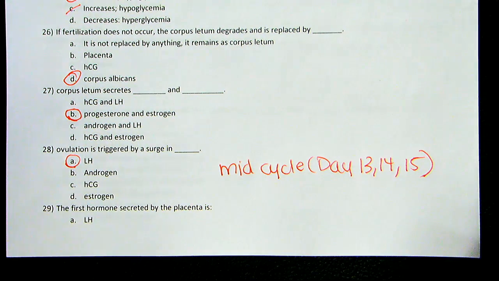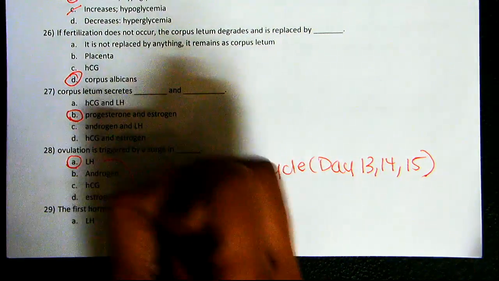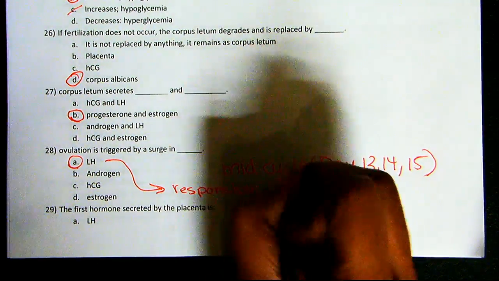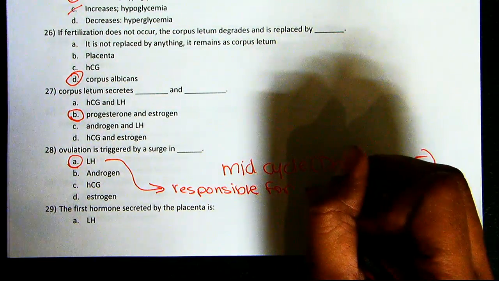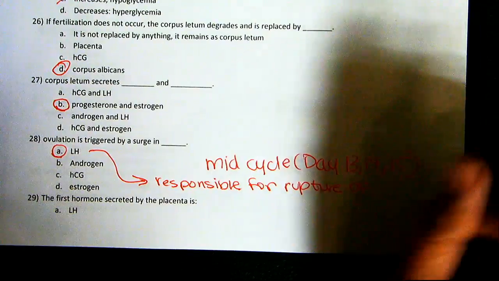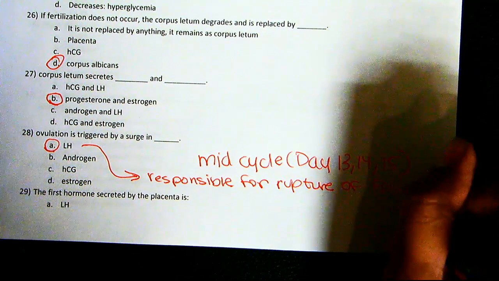LH is responsible for the follicle rupture, and then for the follicle to then leave the ovary and then travel to the fallopian tube. This is the best time to get pregnancy as well. So LH is responsible for follicle rupture.